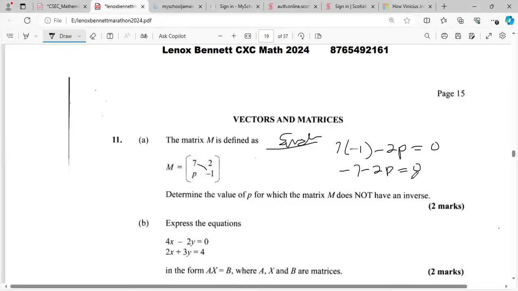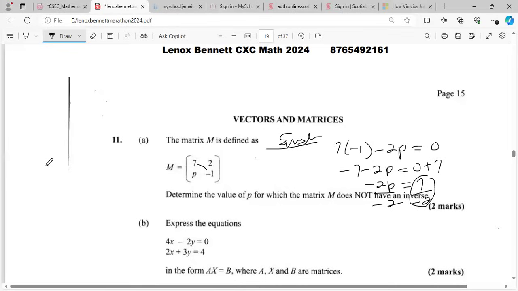So negative 7, we carry it over here, it becomes plus 7. So we have negative 2p equal positive 7. And then we divide by negative 2. So the answer should be 7 divided by negative 2, which is negative 3.5. So if p is negative 3.5, it's a singular matrix.